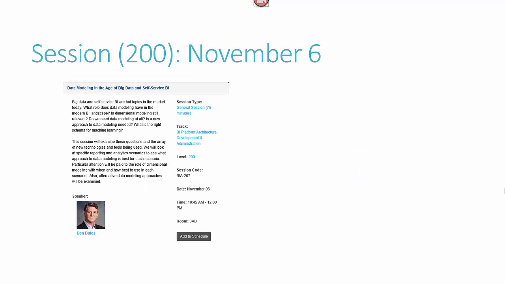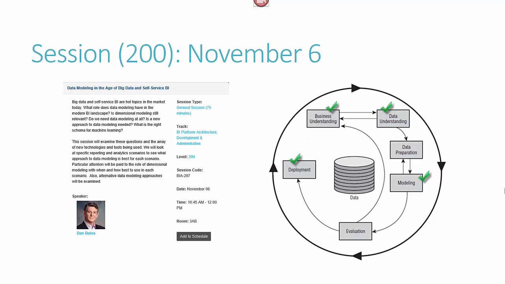Now let's talk about some sessions. Here's a 200 level session on November 6th. This one focuses more on the business understanding. This is Dan's session and talking about whether we need data modeling, what is the right schema for machine learning. And these questions are important to understand, focusing on the business and not starting necessarily with the data. And of course, I find that a good approach to be able to enter an analytics project and not just start with data, but start with what the business questions are.